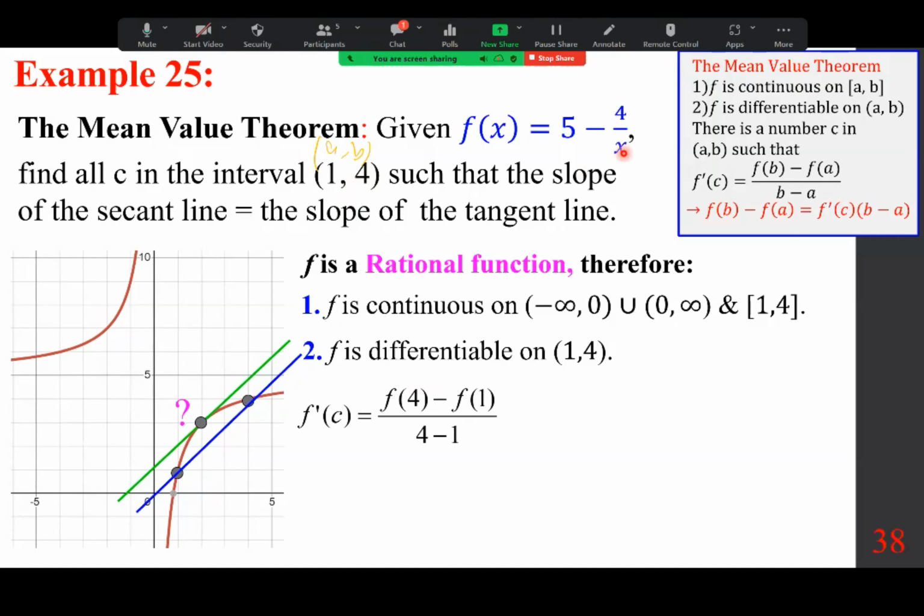If I plug in 4 here, I get 1, 5 minus 1 is 4. If I plug in 1 here, I get 4, 5 minus 4 is 1. So the numerator is 4 minus 1 as well, and the answer is 1. So f prime of C equals 1. What do we do? We find f prime of x, and we set it equal to 1. That's the process.